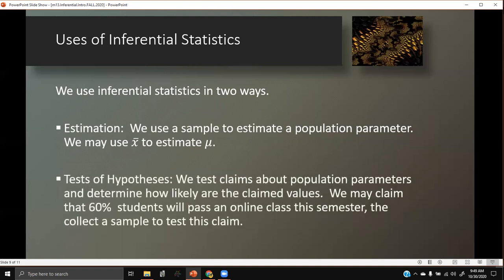The other use is in the notion of a test of hypothesis. We can test a claim about a population parameter, and we can determine how likely the claim is to be true. For example, we may test the claim that 60% of students pass an online class this semester, and then collect a sample to test this claim. So these are two distinctly different yet related tasks that we deal with this semester.